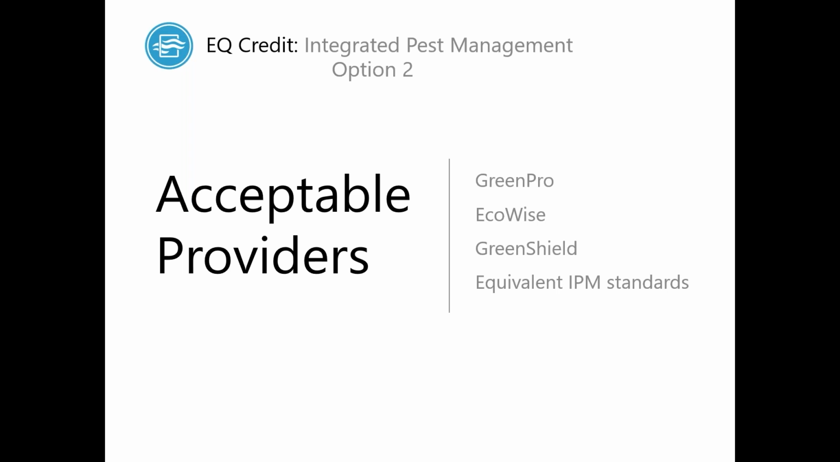We can earn this credit just by checking that box, providing documentation, proving that that vendor is actually certified under one of those programs. USGBC will also recognize other equivalent IPM standards. You just have to provide a little bit more documentation to prove as to why it's not one of the other 3, Green Pro, EcoWise, or Green Shield. Just proof that it is equivalent to those programs.